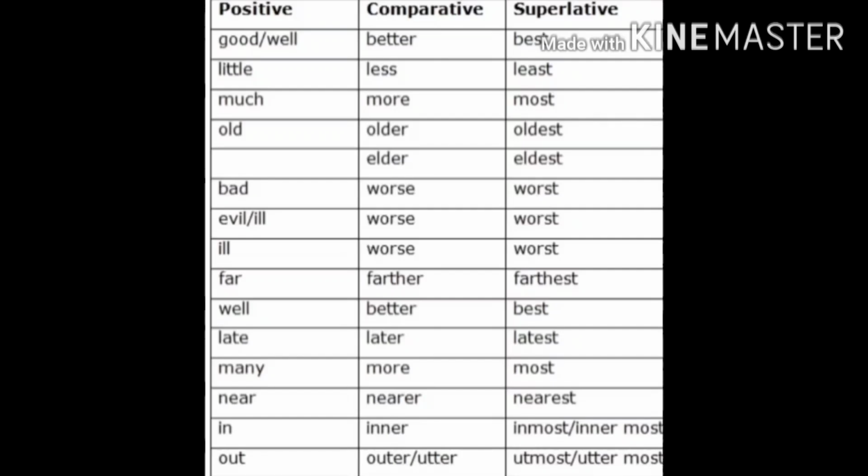See, good, better, best. Good is positive, better is comparative, best is superlative. Little, less, least. Much, more, most. Old, older, oldest. Old, elder, eldest. Bad, worse, worst. Evil, worse, worst. Ill, worse, worst. Far, farther, farthest. Well, better, best. Okay, so there are a few regular adjectives also in the list. Most of them are irregular.